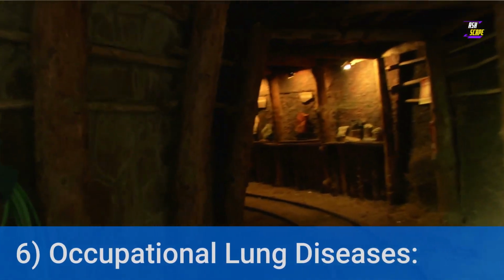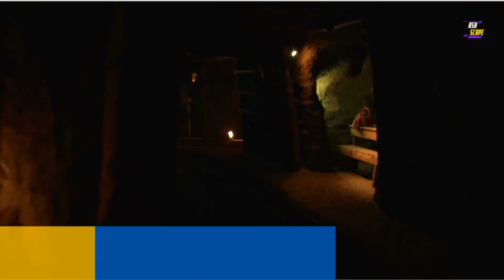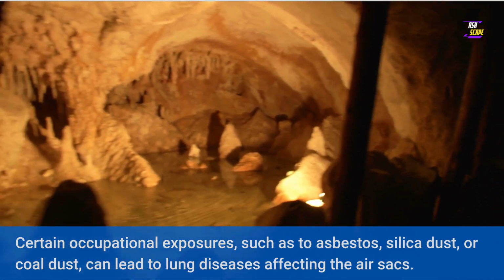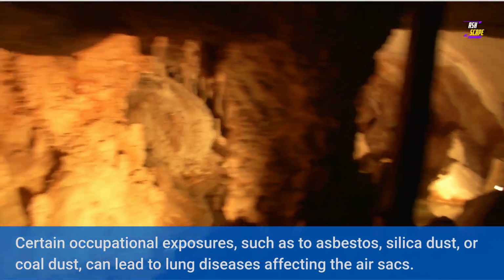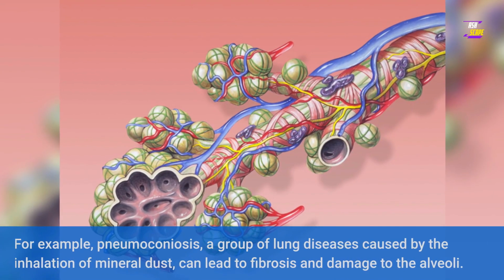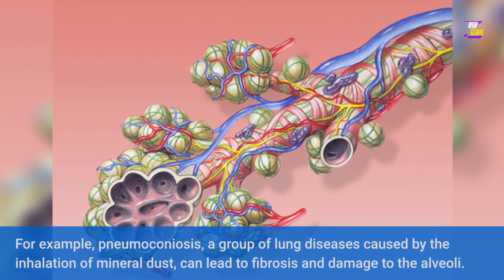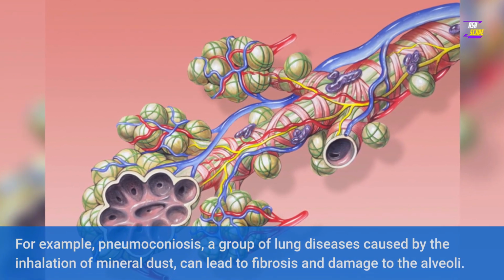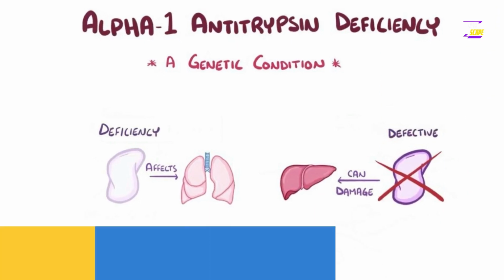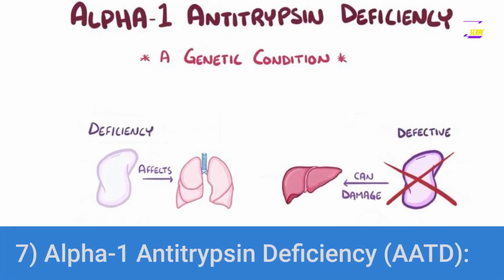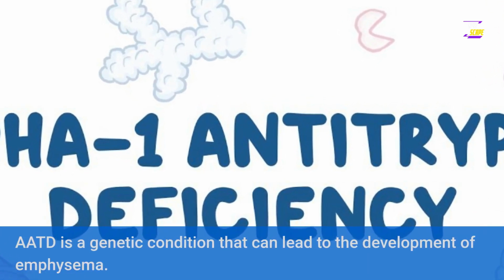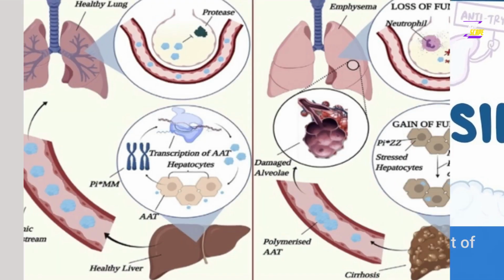6. Occupational lung diseases. Certain occupational exposures, such as to asbestos, silica dust, or coal dust, can lead to lung diseases affecting the air sacs. For example, pneumoconiosis, a group of lung diseases caused by the inhalation of mineral dust, can lead to fibrosis and damage to the alveoli. 7. Alpha-1 antitrypsin deficiency, AATD. AATD is a genetic condition that can lead to the development of emphysema.